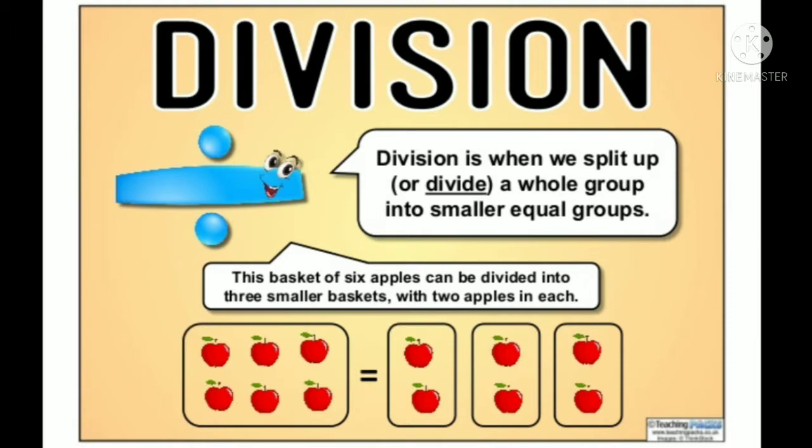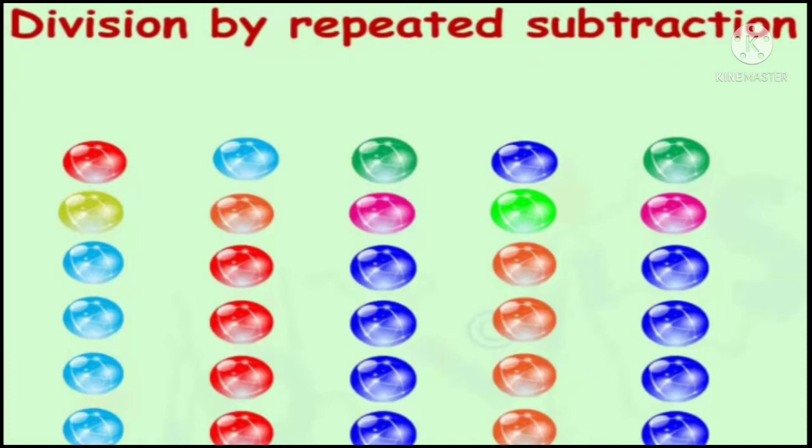Division is when we split up or divide a whole group into smaller equal groups. That is, division means to divide. Simple, to break down into equal parts. It is actually a repeated subtraction.